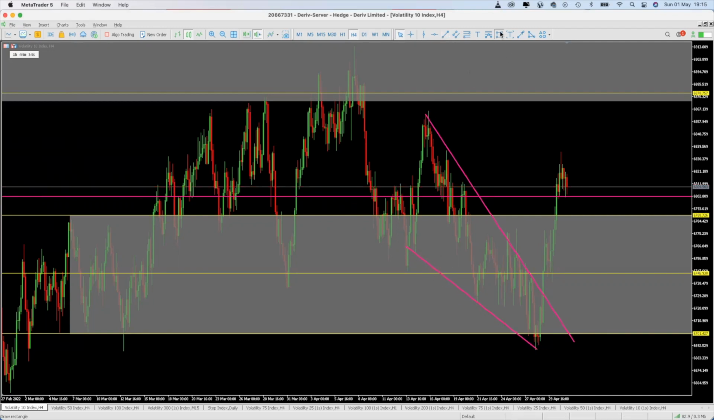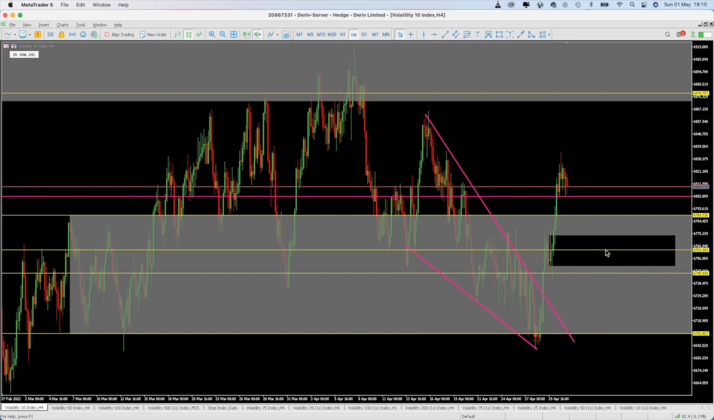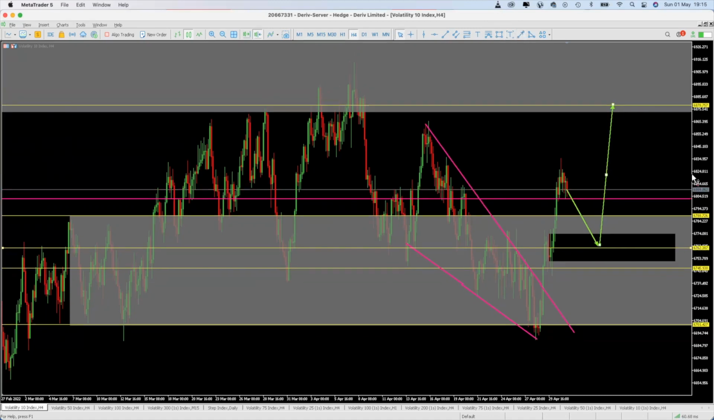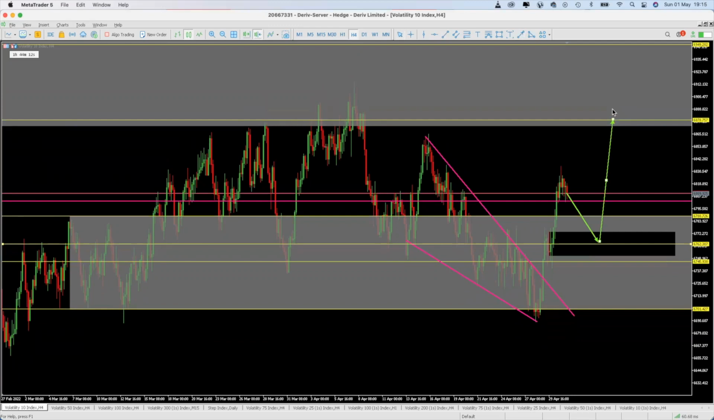What I'm waiting for next is probably a pullback to this order block here, where I'll place my 50 on my zones. A pullback here before a move up. And I'll probably buy this market all the way here.